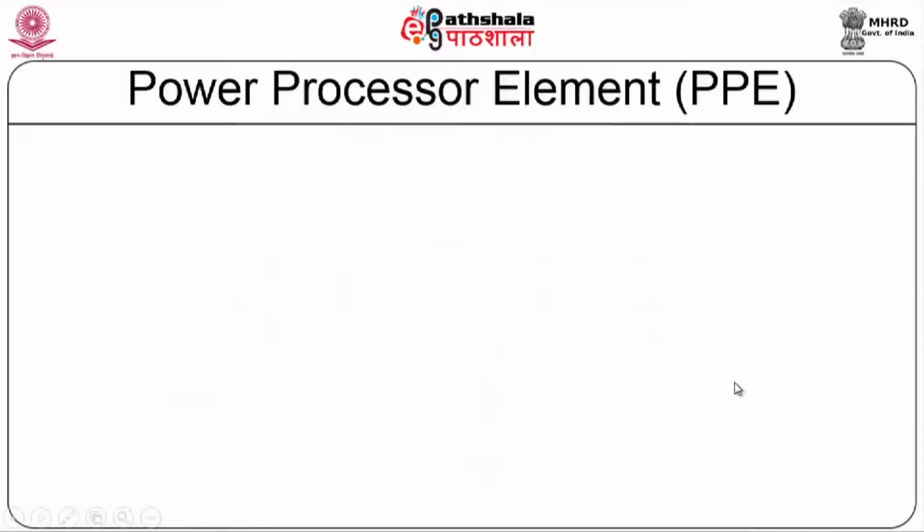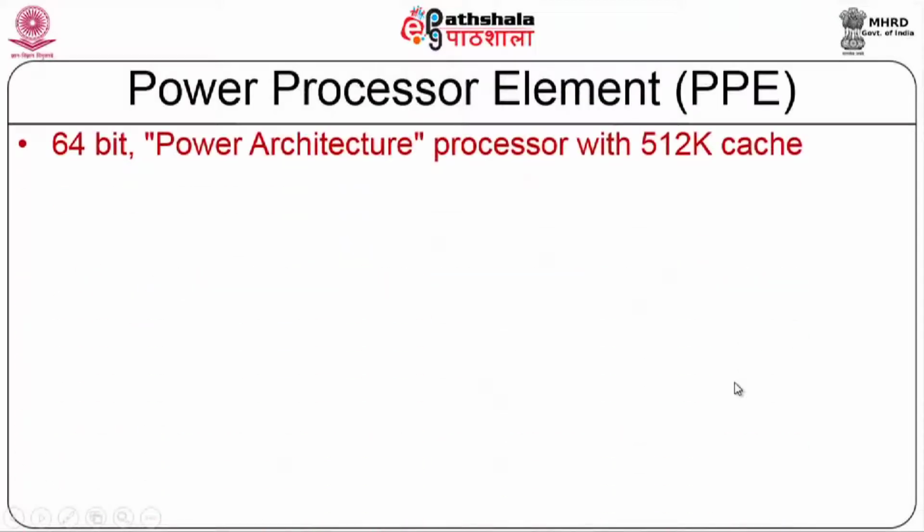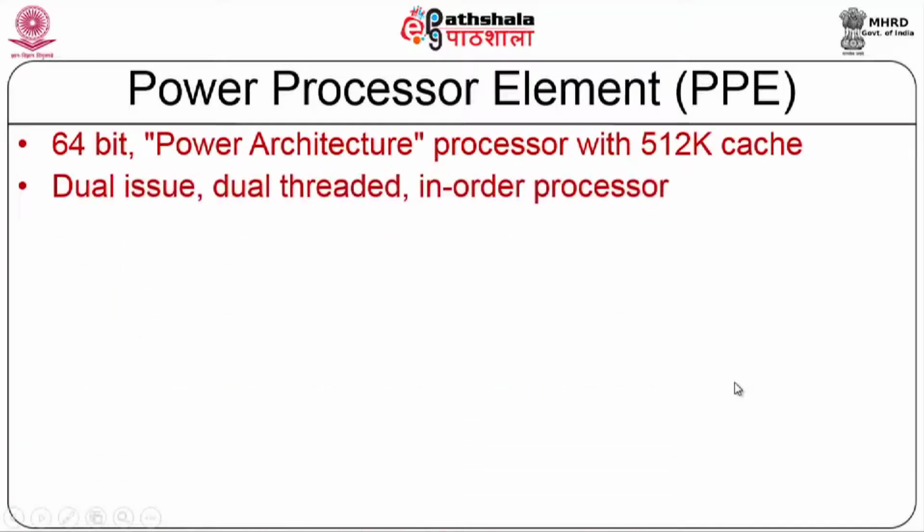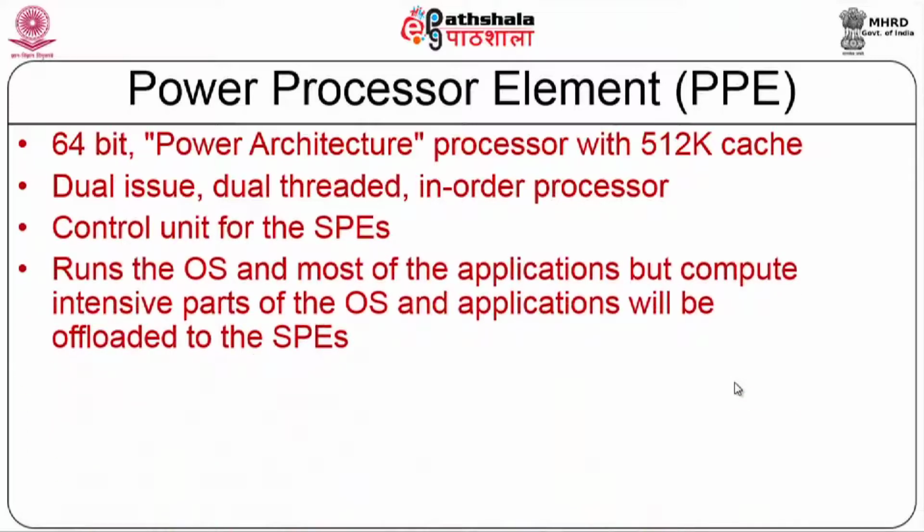your IO devices. If you look at the power processing element, it is a 64-bit power architecture processor with 512K cache. It is a dual issue processor, dual threaded, but it is an in-order processor. It serves as the control unit for the SPEs. It runs the operating system and most of the applications, but the compute intensive parts of the OS and the applications will be offloaded to the SPEs.